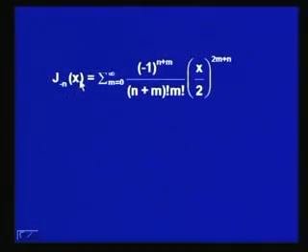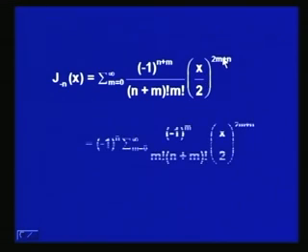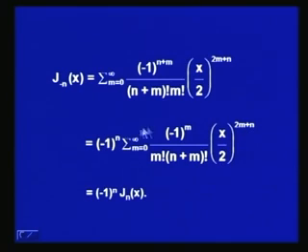So, replacing k minus n by m, we will have the value of J minus n x as sigma m equal to 0 to infinity, minus 1 to the power n plus m over n plus m factorial into m factorial, x by 2 raised to the power 2m plus n, which is equal to minus 1 to the power n into sigma m equal to 0 to infinity, minus 1 to the power m over m factorial n plus m factorial, x by 2 raised to the power 2m plus n, and which, as we know, is minus 1 to the power n into J n x. This is the expression for J n x.